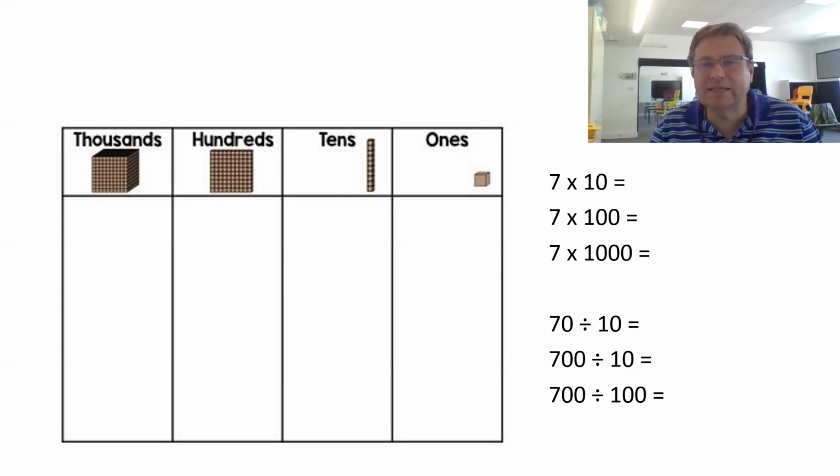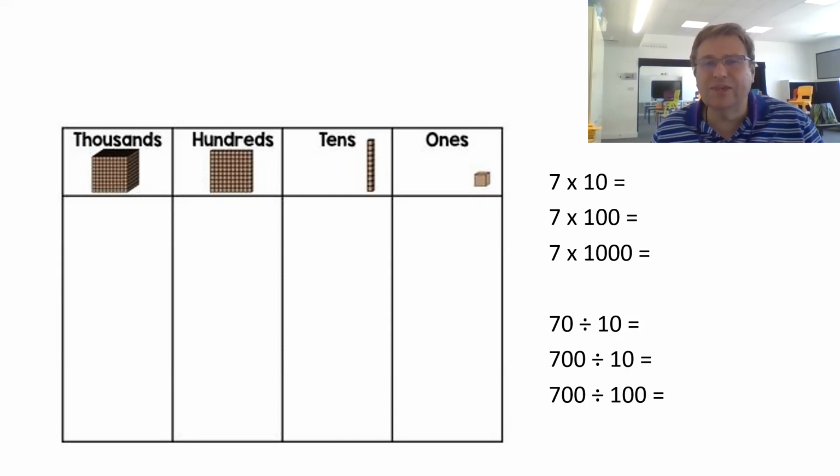So multiplying by 10 is in effect moving the digit along and putting a 0 next to it. If we're multiplying by 100, it's moving the digit along twice and putting 2 zeros next to it. And if we're multiplying that digit by 1,000, we move it 3 times because there's 3 zeros and put the 3 zeros at the bottom. So it's a really easy way of remembering when you multiply by tens, hundreds and thousands.